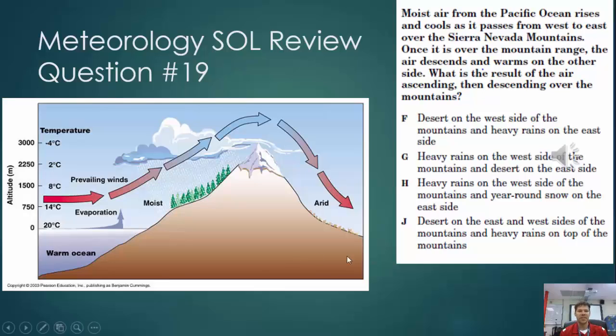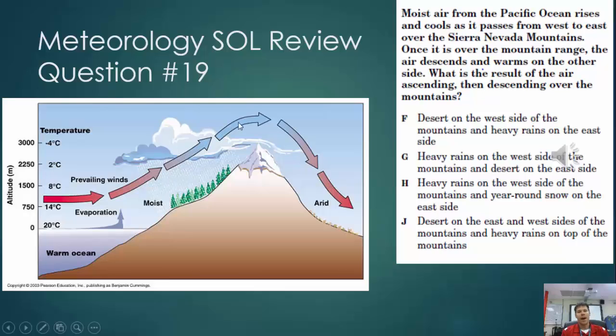Moist air from the Pacific Ocean, over here, rises and cools as it passes from west to east over the Sierra Nevada mountains. Once it's over the mountain range, the air descends and warms on the other side. What is the result of the ascending then descending air over the mountains? Well, let's take a look. So on this side, we're going to have some moist air, and it's going to be rising. Remember, moist air is going to make clouds, and clouds are going to make rain.